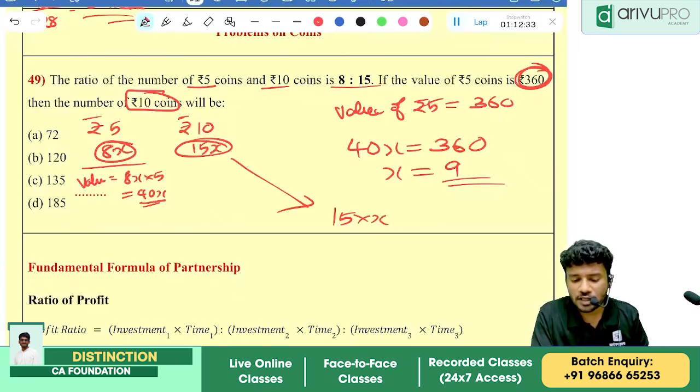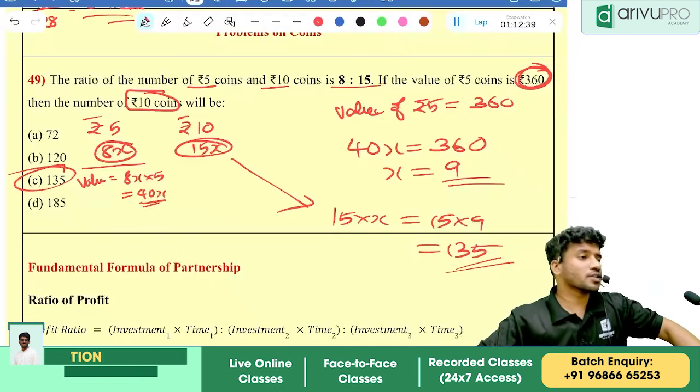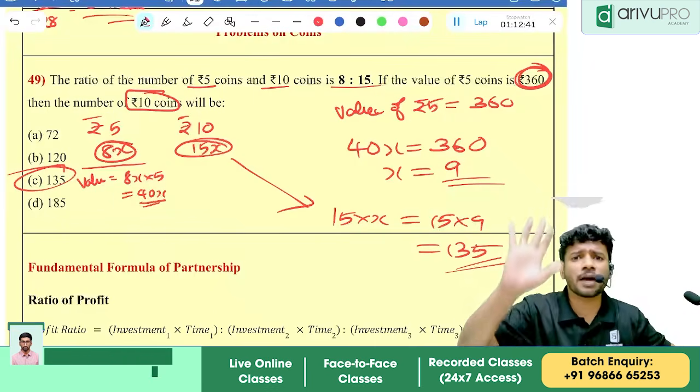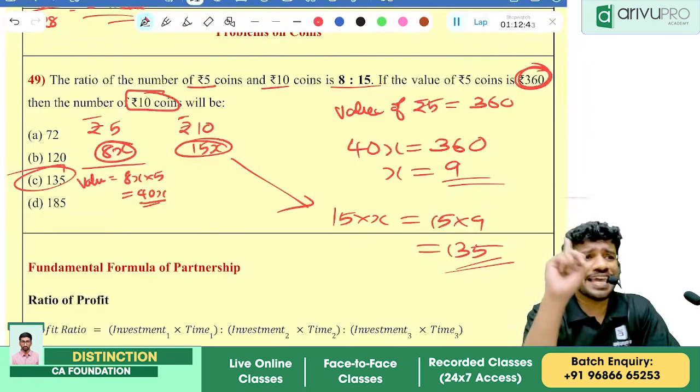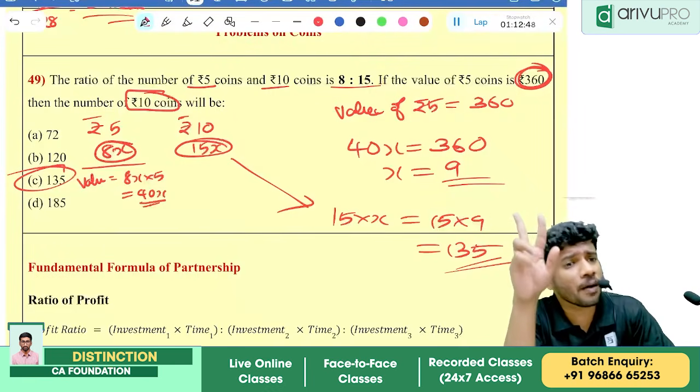15 into x, which is equal to 15 into 9. Answer is how much? 135. Understood the question? So what happens in coin based question is either they will give the value of the coins or they will give the number of coins.